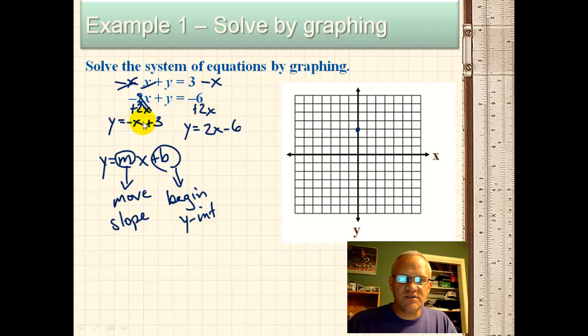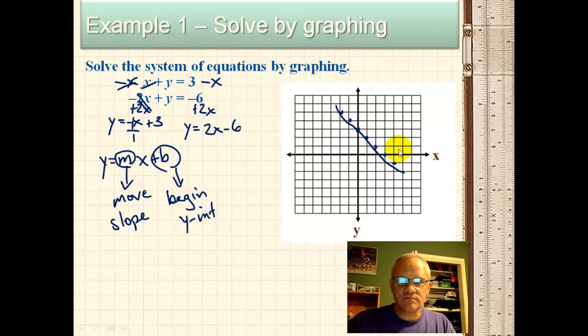So how do we move on this one? Well, it's a negative in front of the x. What does that mean? It's really a negative 1. And if it's not a fraction already, we think of it as whatever that number is over 1. So in this case, negative 1 over 1. So from here I go down 1 over 1, down 1 over 1. Or I could go up 1 and 1 to the left, which is part of the same line. I'm going to do the best I can here, and draw a line through all that.